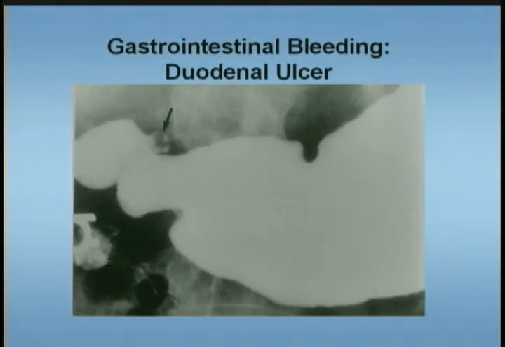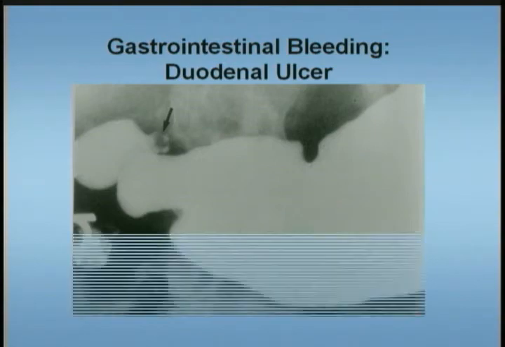Here's a picture of a duodenal ulcer, which could be the culprit in GI bleeding. We typically do not do the diagnosis with barium studies. I have to remind you of that.